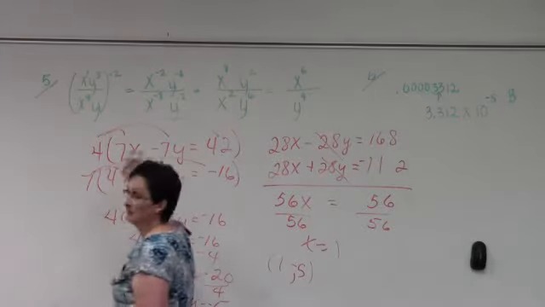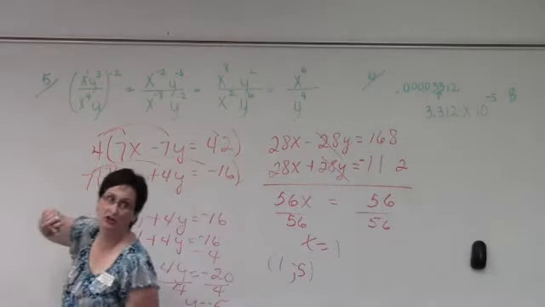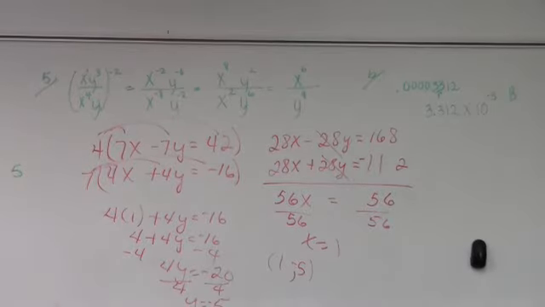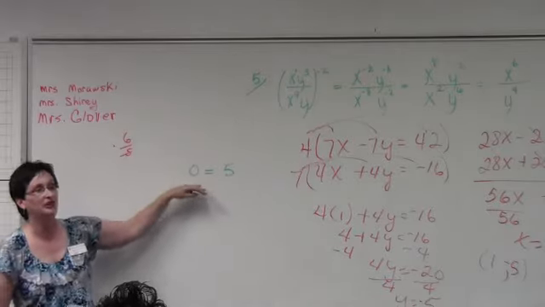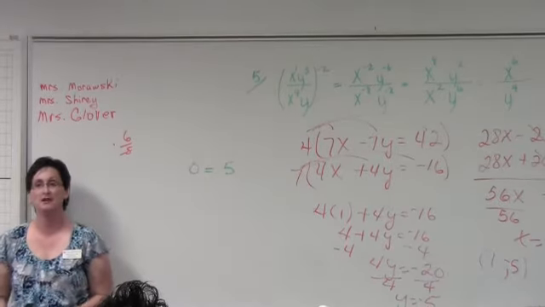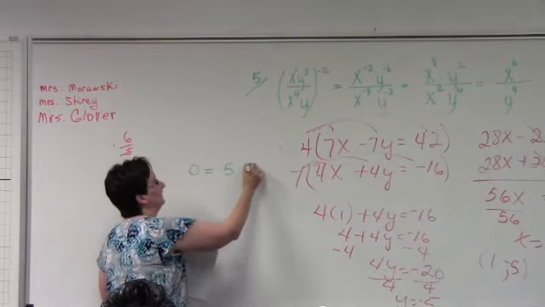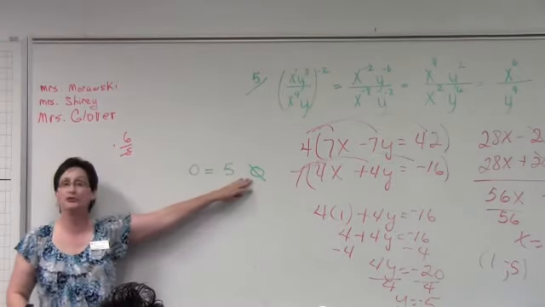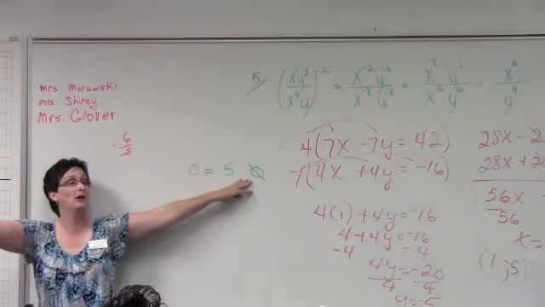All right, on this same vein, what would happen if your variables disappeared on you? What would happen if your variables disappeared and you ended up at the bottom with 0 equals 5? What does that mean? No solution. It is a false statement. The answer is no solution. If you were to graph those two lines, what does that mean? Those two lines would have been parallel.